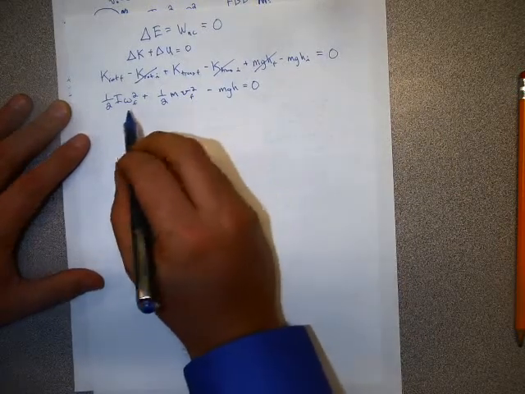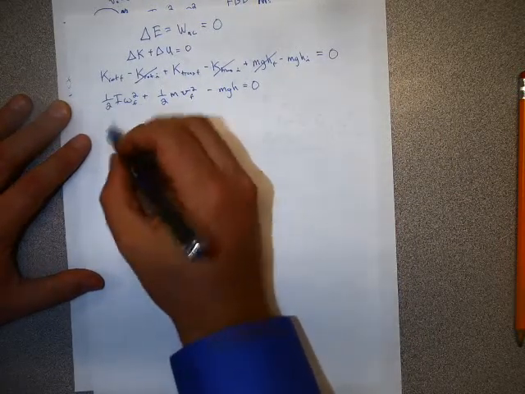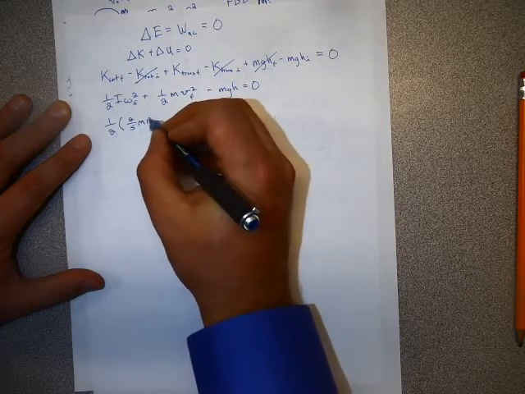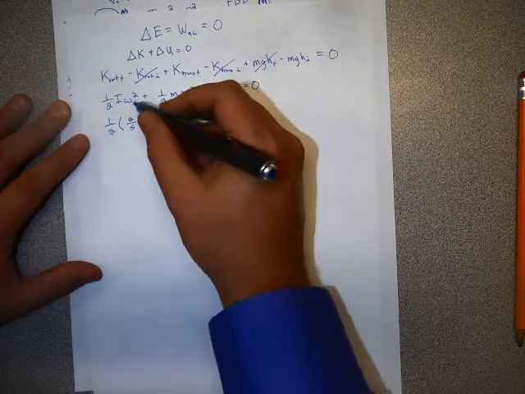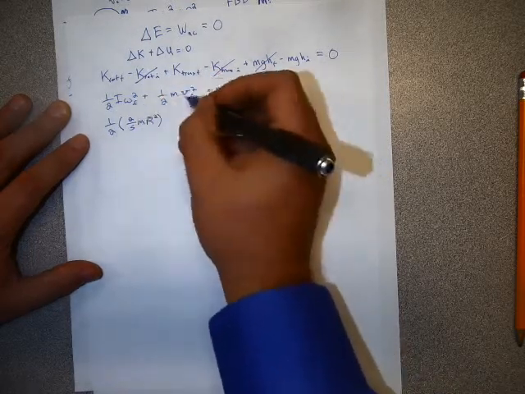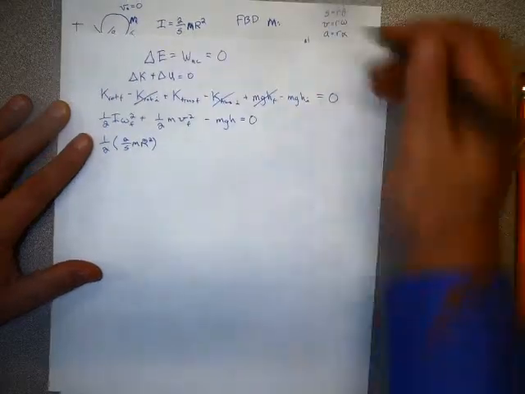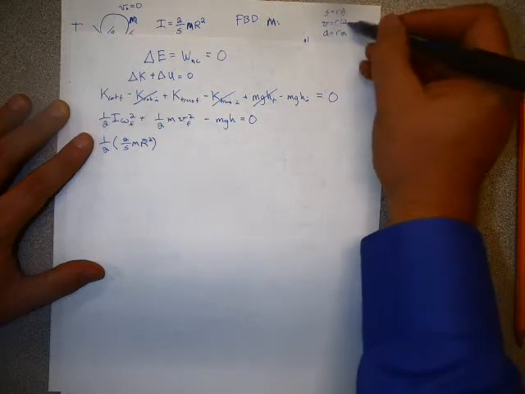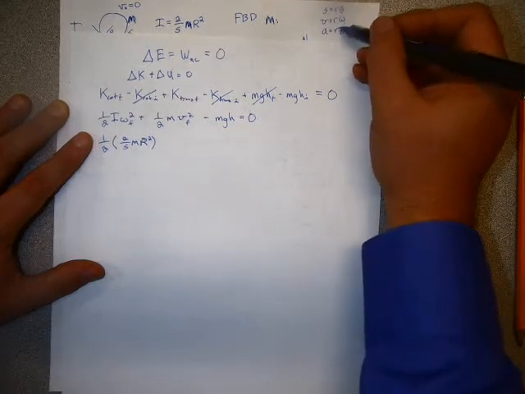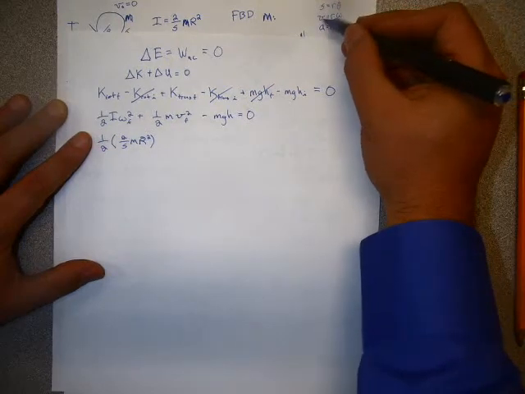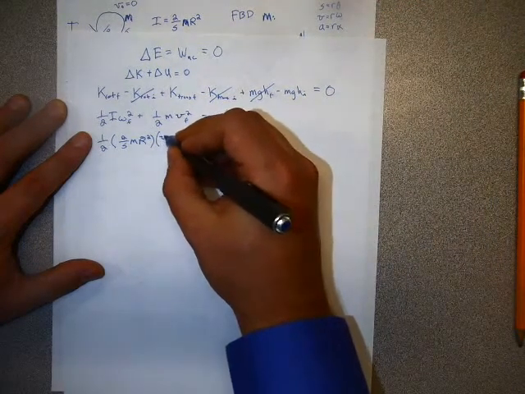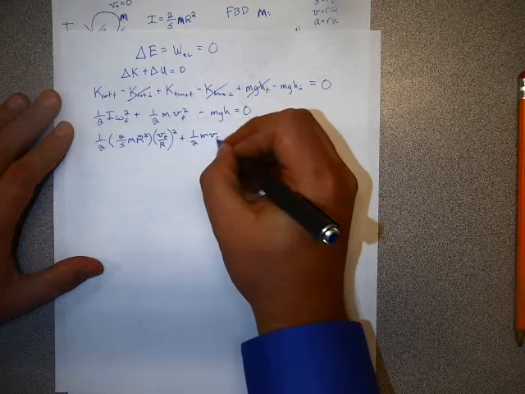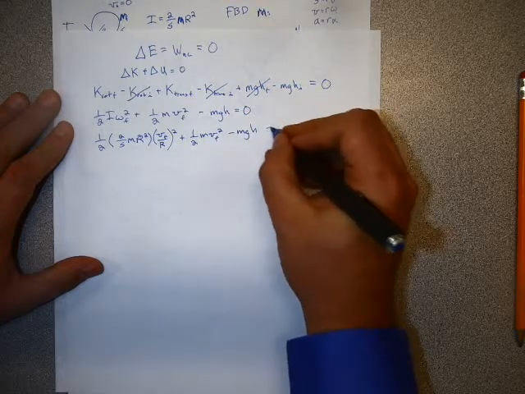Now, we know I because it's a solid sphere. So I is 2/5 m R squared. And omega final is related to v final through the same set of no slip conditions, right? Because the ball's translational motion is related to its rotational motion because it's not slipping. So omega final must just be v final over r, quantity squared. So plus 1/2 m v final squared minus mgh is equal to 0.